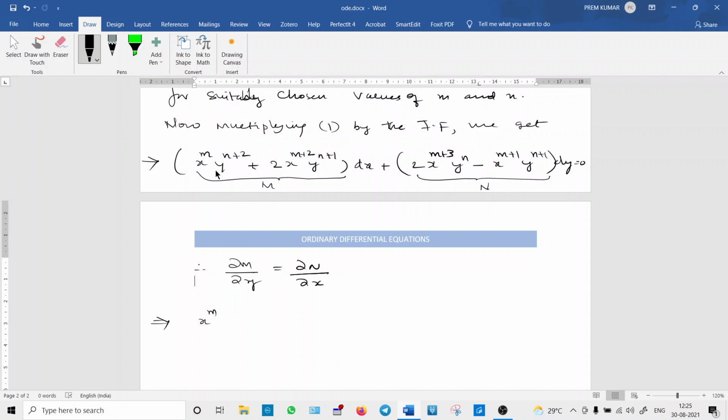n plus 2 into y power n plus 2 minus 1. That is a differentiation of y alone. n plus 2 into y power n plus 1. What is the second term? With respect to y only we are differentiating. 2 into n plus 1, x is a constant because we are differentiating partially with respect to y, into y power of n plus 1 minus 1, and this must be equal to what?